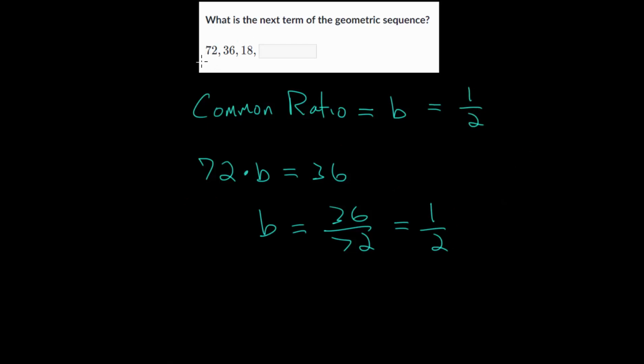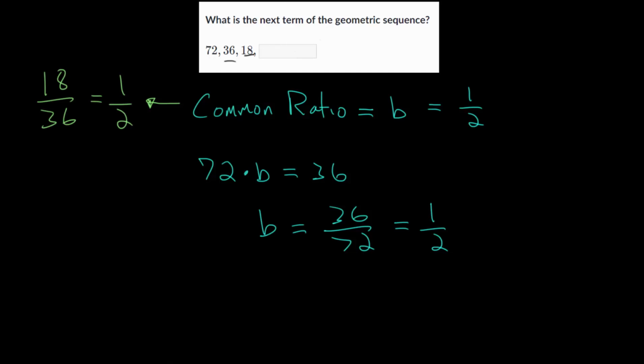Or another way to think about it is that going from one term to the next, we are dividing by 2. And you can see that continues because 36 divided by 2 would be 18. Or 36 times 1/2 would be 18. And we didn't have to choose these two numbers. We can choose any two numbers we want. Remember, you can always take one number and divide it by the number before to find that common ratio. So we could have done 18 divided by 36 to find our common ratio of 1/2, which we already found from looking at 72 and 36.